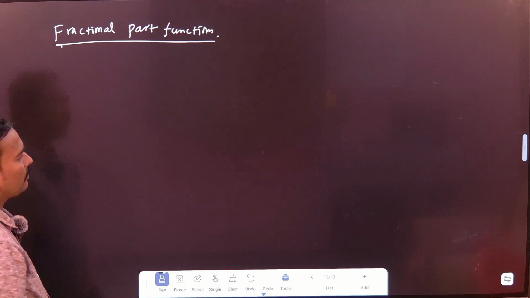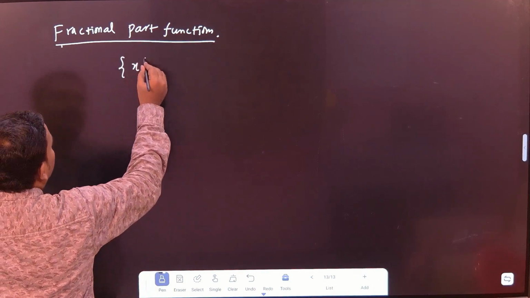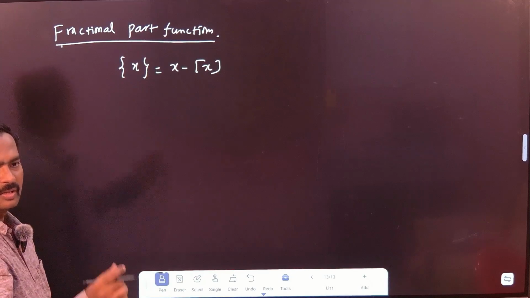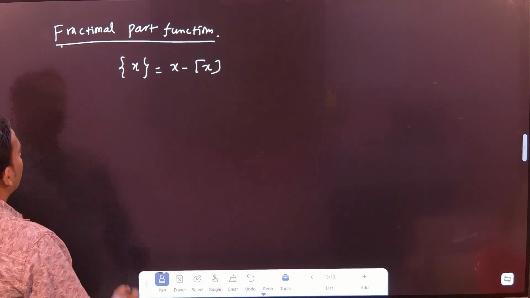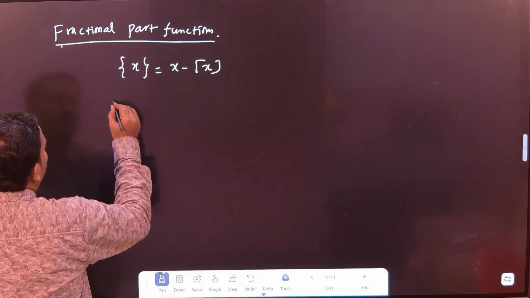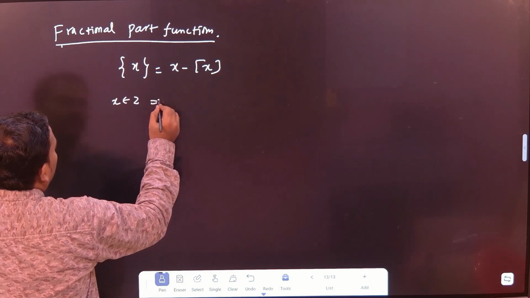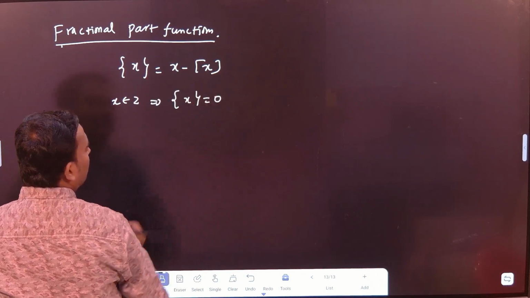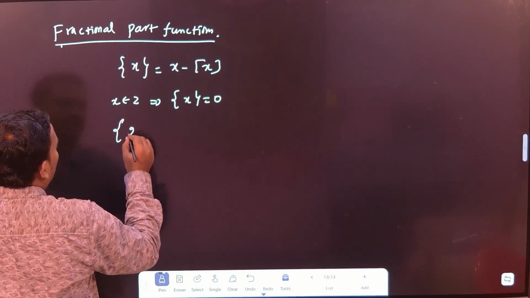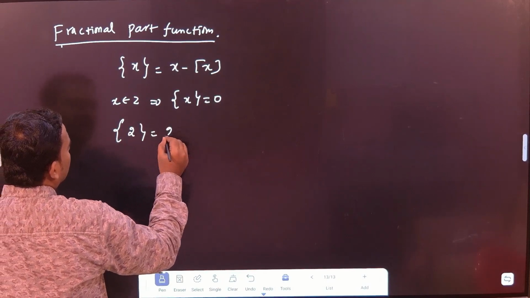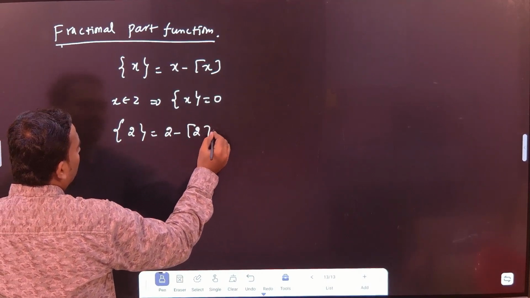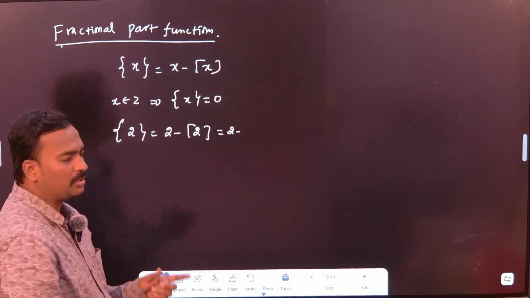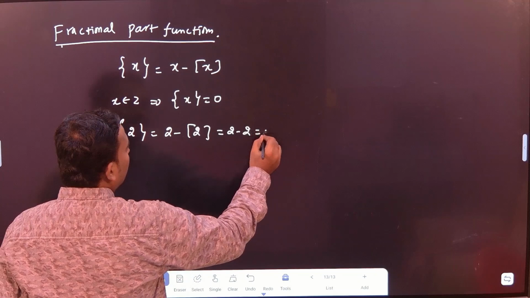What is that? The definition of the fractional part function is what? x minus the greatest integer function of x. This is the definition of the fractional part function. For example, if x belongs to the integers, then the fractional part function's value is what? 0, right? For example, if I take 2, so 2 minus the greatest integer function of 2, you know that the greatest integer function of 2 is what? 2, right? It will be 0.